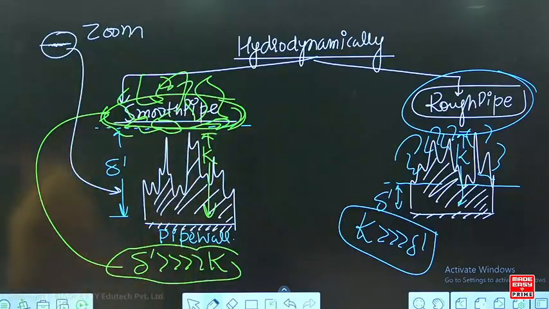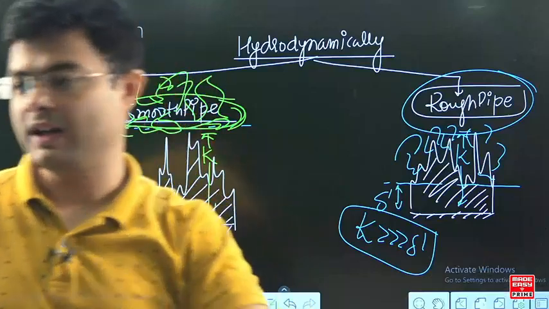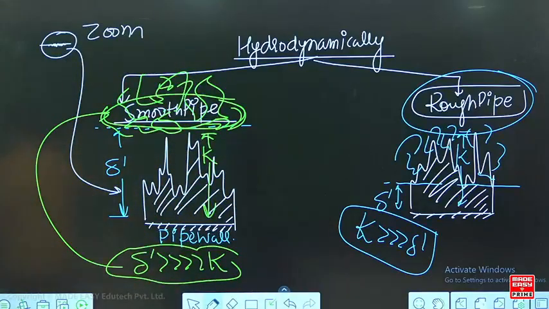एक बारी हिंदी में बोल देता हूँ, अगर कोई एक ऐसा पाइप है जो कि अभी स्मूथ है, क्या वो हमेशा स्मूथ ही रहेगा?